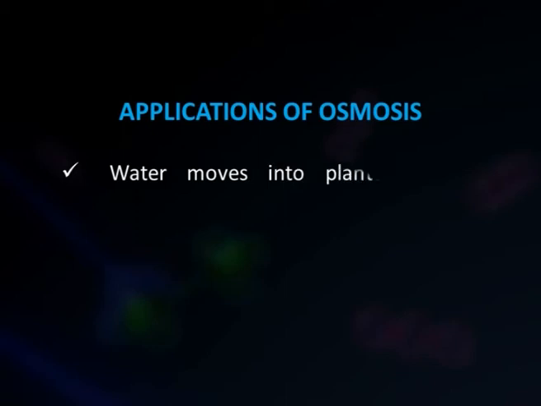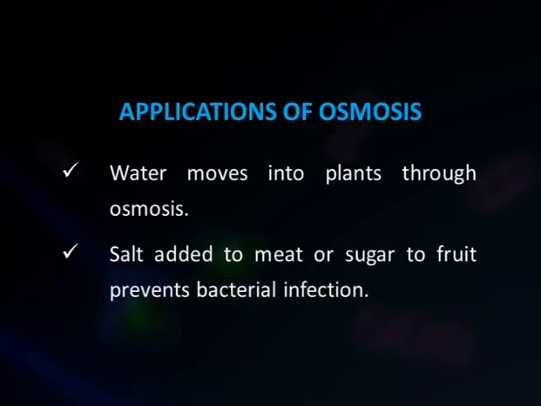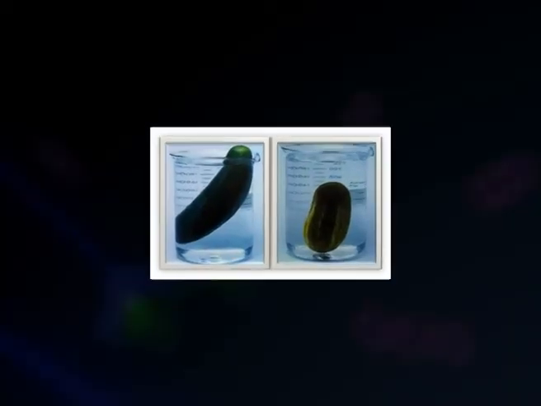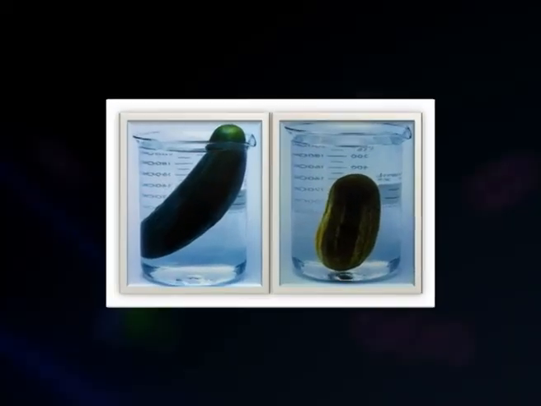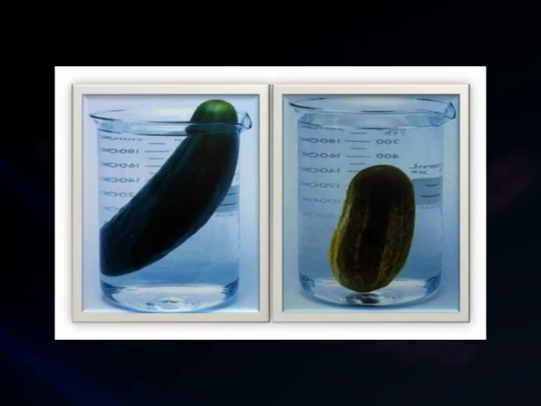Water moves into the plants because of osmosis. Salt added to meat or sugar to fruits prevents bacterial infection because bacteria placed on this salt or sugar lose water and die. If cucumber is placed in sodium chloride solution, it loses water and shrivels up to become pickle. These were some applications of osmosis in day-to-day life.